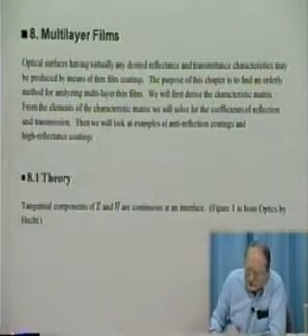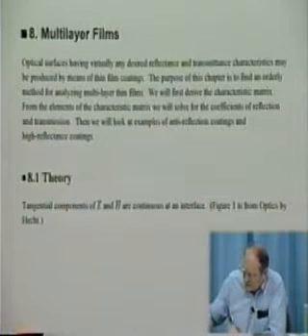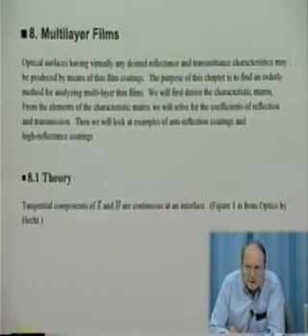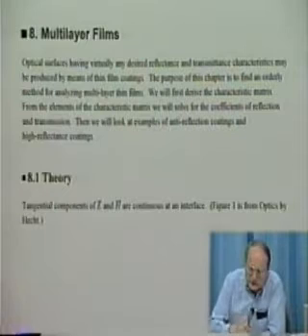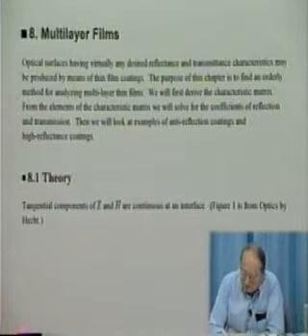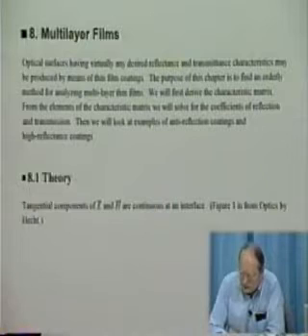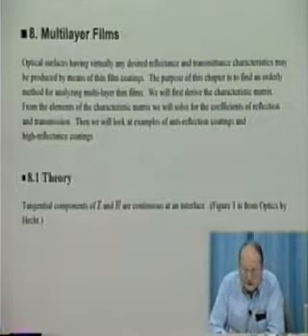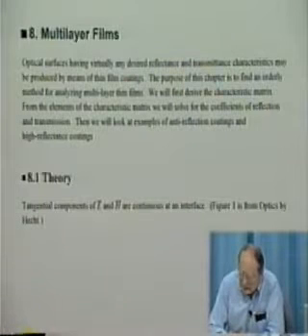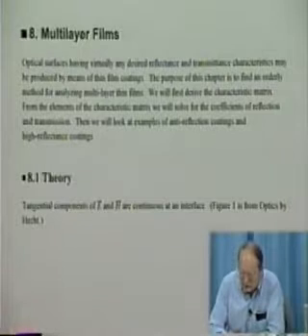And the procedure, at least the theory for doing this, is fairly straightforward, as we'll see here. It's a little messy, and so we try to do it in some orderly fashion. And we'll end up with what we call the characteristic matrix. And then from the characteristic matrix, we'll solve for the coefficients of reflection and transmission. And then we're going to look at some examples of anti-reflection coatings and high reflectance coatings.